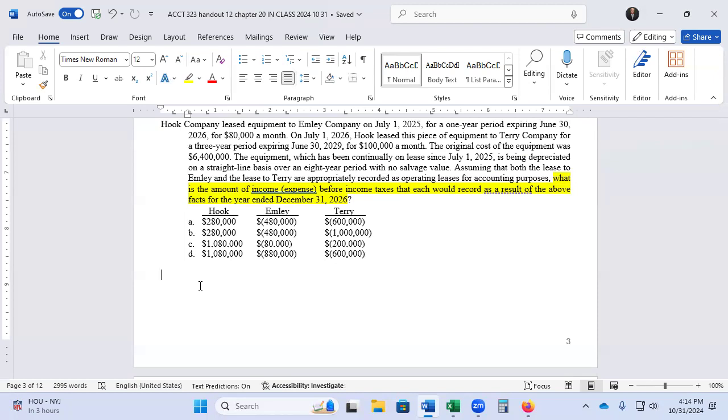Okay, so as the lessor, they're going to record 80,000 times 6 months, and that equals 480,000. Then they're going to record 100,000 times 6 months, and that is 600,000.